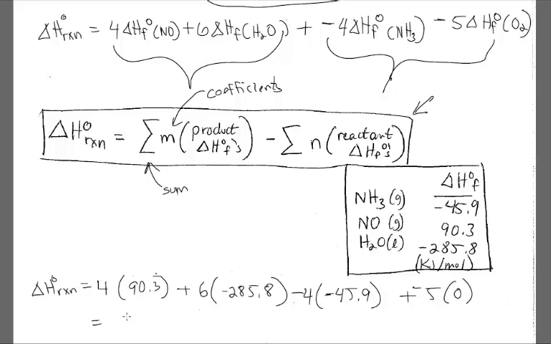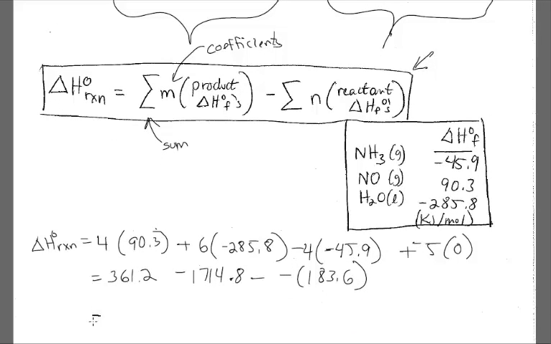All right, so we get 361.2 minus 1714.8 minus a minus 183.6. So the two minuses will cancel, and our answer will be negative 1170 kilojoules. So be careful when you do problems like this to keep track of your negative signs, because it's really easy to get those screwed up, and keep track of how many times you multiply.